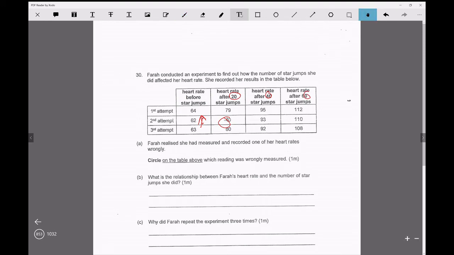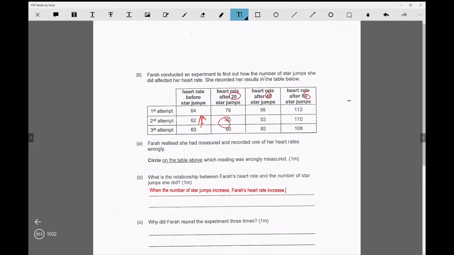So let's write this down. Just copy what they wrote. So when she does more star jumps, the heart rate will be faster. It's a circulatory system topic. You cannot say that when her heart rate increases, the star jumps increase. No, because it is the number of star jumps that causes her heart rate to increase, not the heart rate increasing that makes her do more star jumps. So you must talk about the star jumps increasing first, before you can talk about heart rate.